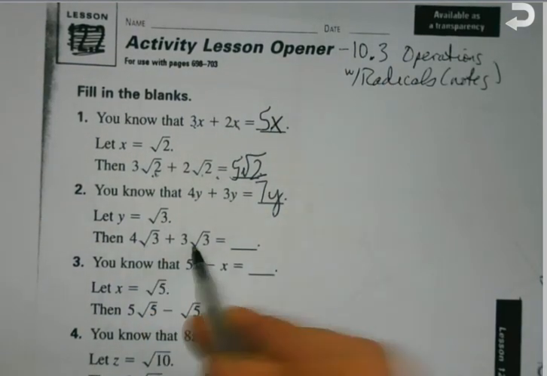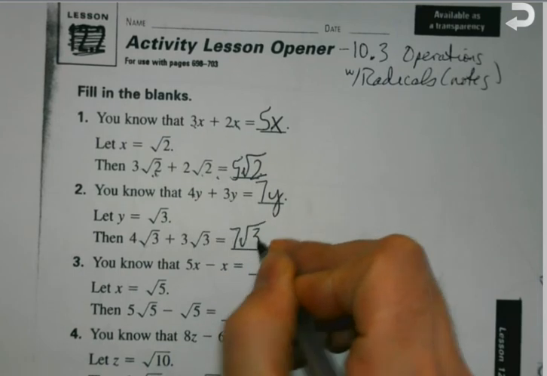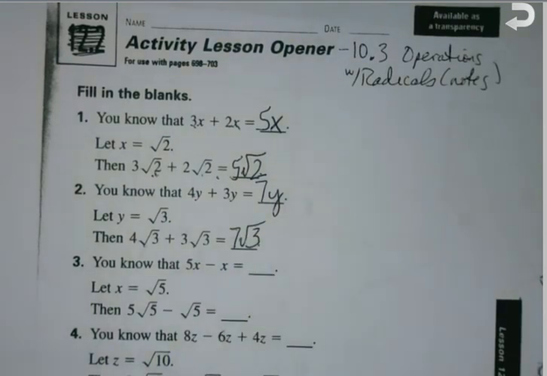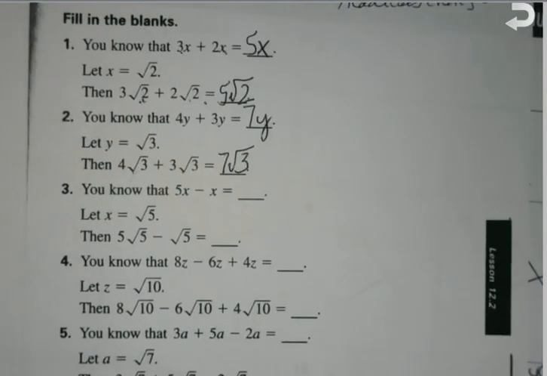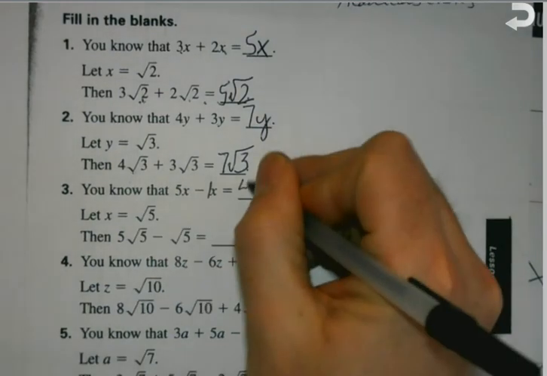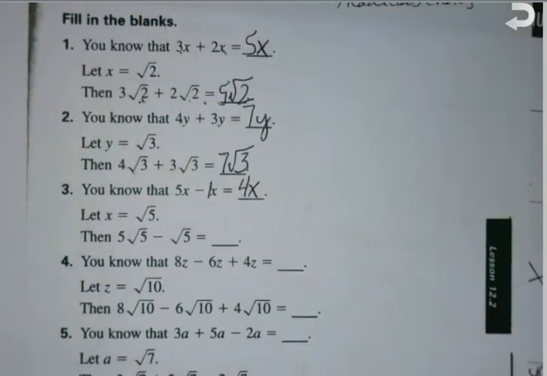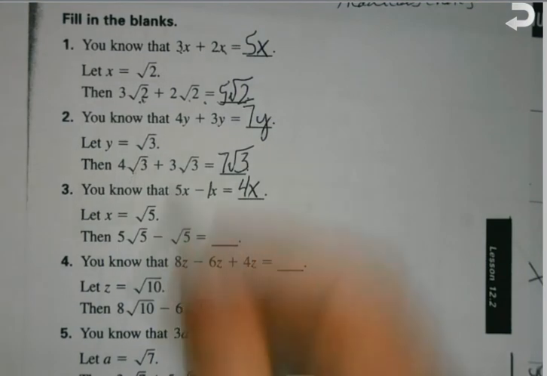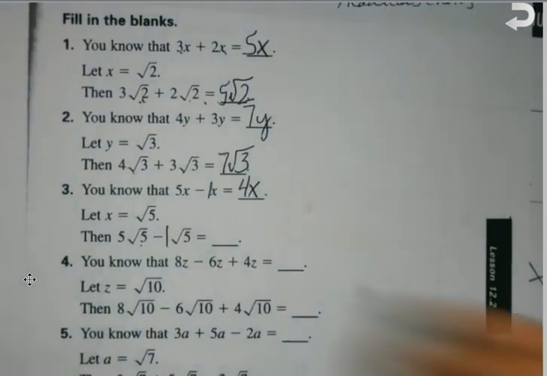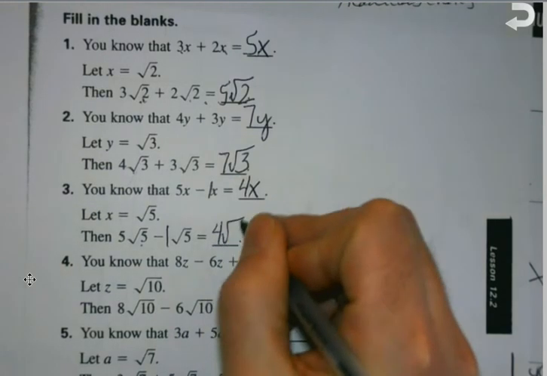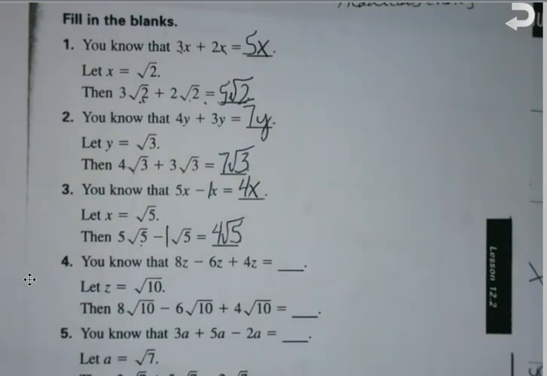4 square root of 3 and 3 square root of 3. It's just like combining like terms, except now you're seeing a number with it instead of a variable. Works with subtraction the same way. Okay, I know there's a 1 here. 5x minus 1x would be 4x, because again, I'm just watching the signs of things. If I have 5 times the square root of 5, minus 1 times the square root of 5. That's 4 square root of 5.